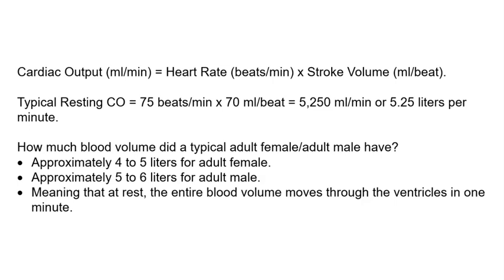So recall now how much blood volume a typical adult female and a typical adult male have. That volume is approximately 4 to 5 liters for an adult female and is approximately 5 to 6 liters for a typical healthy adult male. And this means that at least with resting cardiac output, the entire blood volume moves through the ventricles in a single minute.